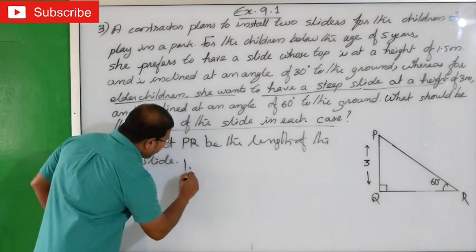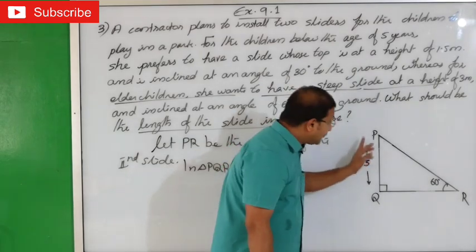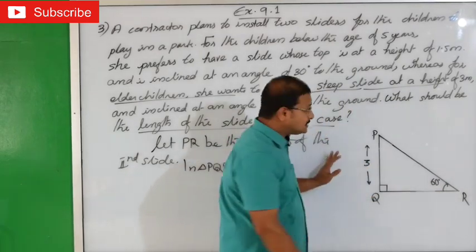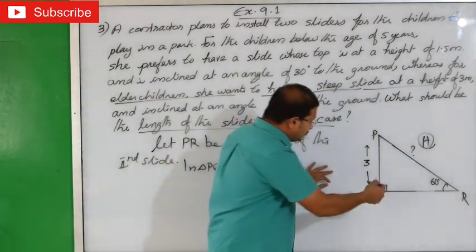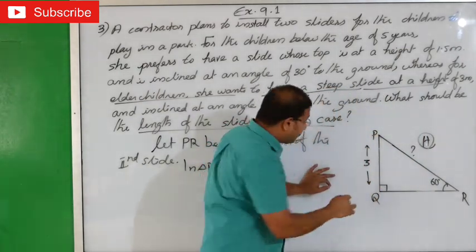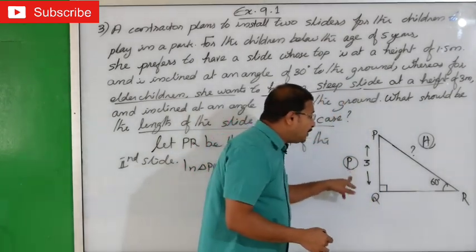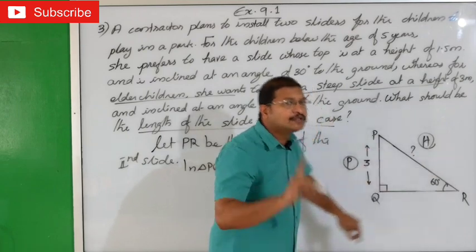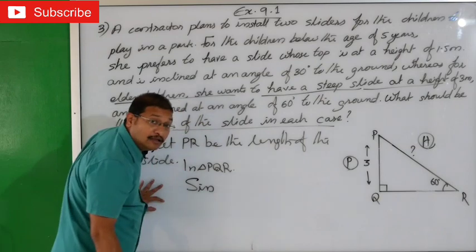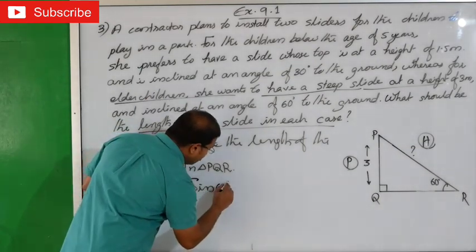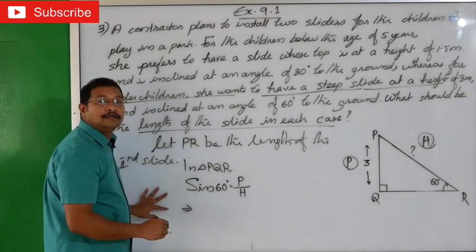Ready? So we will take triangle PQR. We know that in the case of a right angle triangle, the longer side is the hypotenuse, and this one we have to find out. Then perpendicular is given. Perpendicular means opposite side is given. So perpendicular and hypotenuse, which ratio will we use? Sine. That means we write sine. Second case, what is the angle? Yes, 60 degree equals perpendicular by hypotenuse.